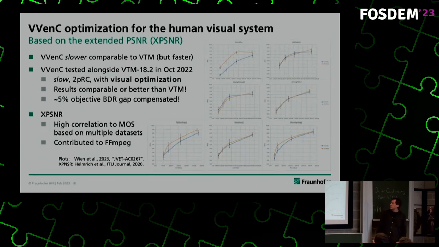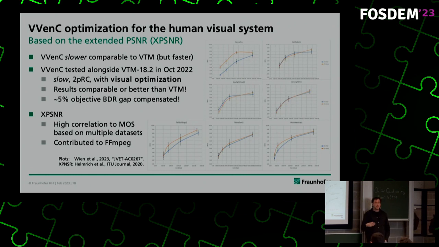Yeah, and about our optimization for the human visual system, it's based on the XPSNR, which is this new metric that a colleague at HHI developed. It has a really high correlation with MOS based on some public data sets. There are publications you can look up. They're mentioned on the bottom left. And it has been contributed to FFmpeg as a filter, and I think it is somewhere in the backlog of FFmpeg waiting to be looked at. You can see on the right here a lot of graphs.